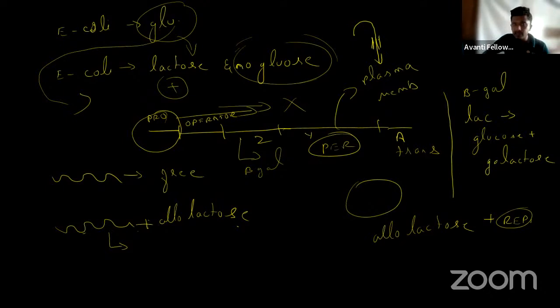Again, in the presence of glucose, the allolactose will be released from the repressor. The repressor will go and block the operator region, thereby stopping the transcription. Did you understand? So this is about the lac operon. Now, coming to the next topic.